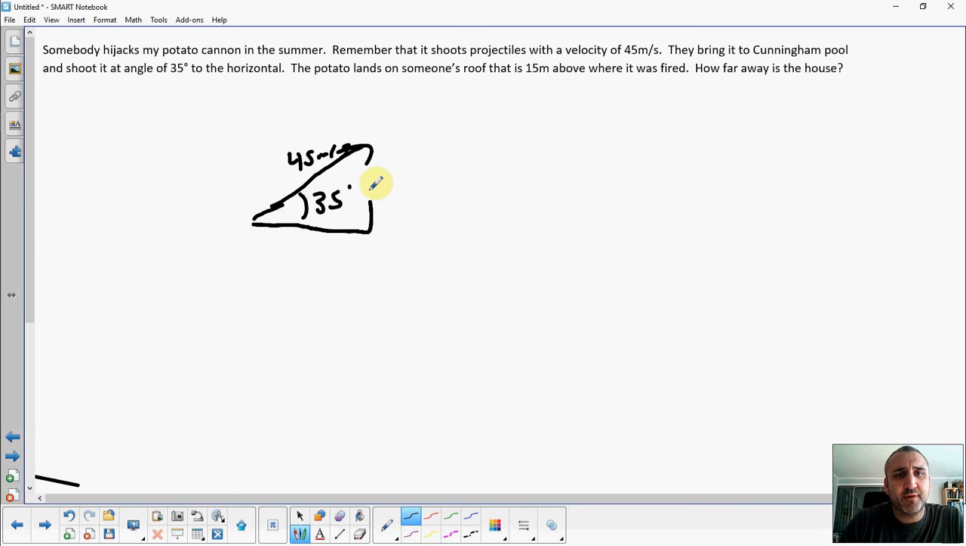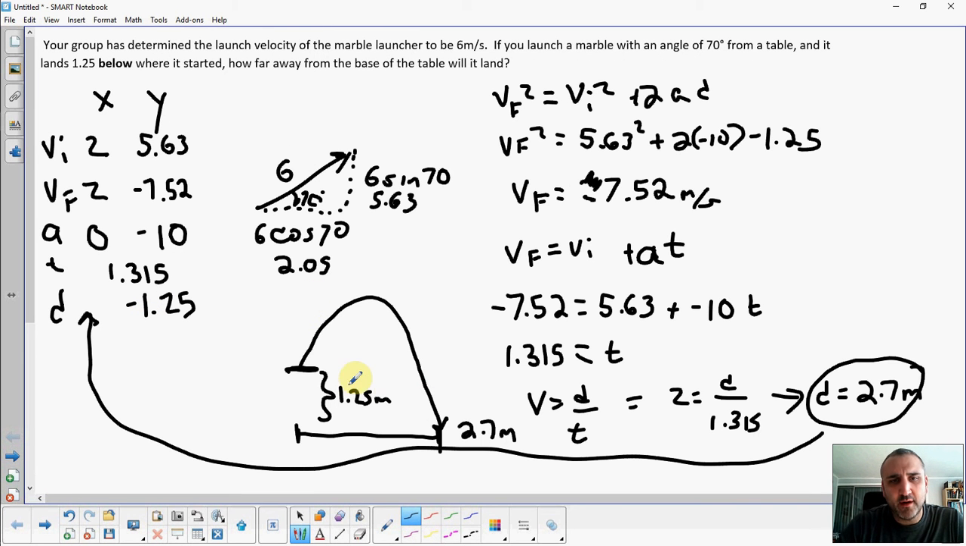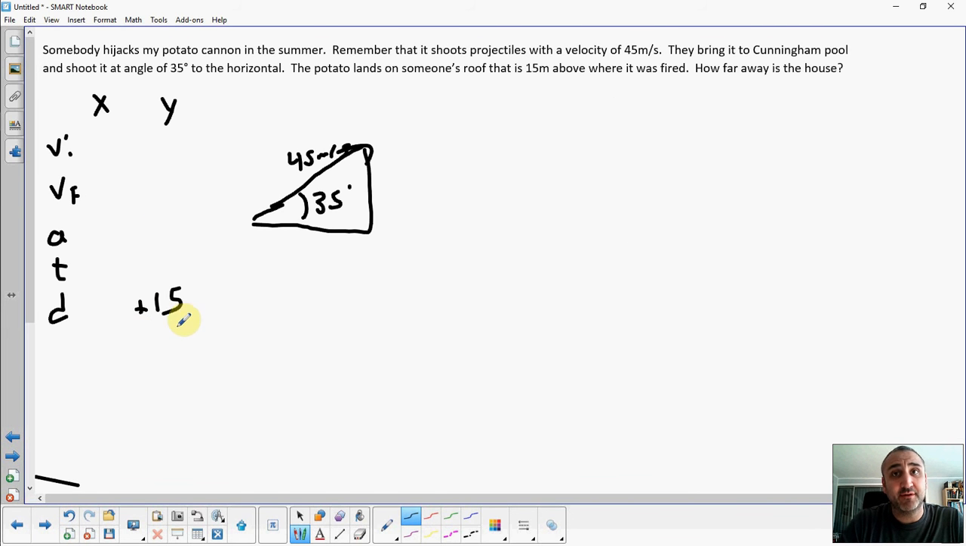So these people are going to fire my potato cannon, and the potato lands on somebody's roof, and it's 15 meters above where it's fired because it lands on a roof. It doesn't come all the way back to the ground. So somehow, some way, we're going to have a displacement in the Y of positive 15 meters. So XY, VI, VF, A, T, D. We're going to plug in positive 15 meters, which is interesting because before we had the thing landing lower by 1.25 meters. So that's why that's negative 1.25. This is landing positive 15 meters above where it's being fired from. So that's just a little interesting tidbit that you should probably pay attention to.